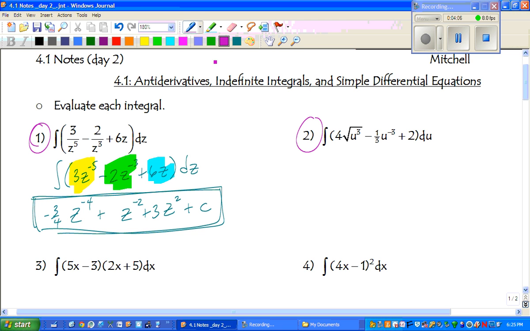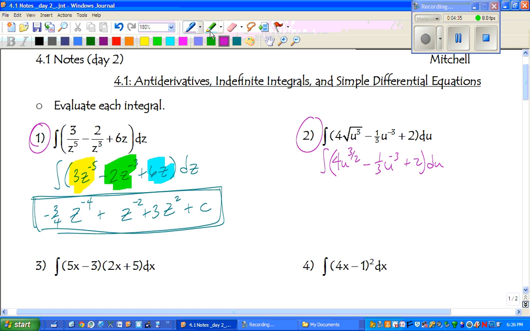Let's take a look at number 2. Same thing, we want to rewrite it first. So we can rewrite this as 4u to the 3 halves. Remember this inside one here, that's our exponent. This is a square root, so that's like the 1/2 power. So we have 3 halves here. So the root goes on the bottom, regular exponent goes on top. Minus 1/3 u to the negative third plus 2.